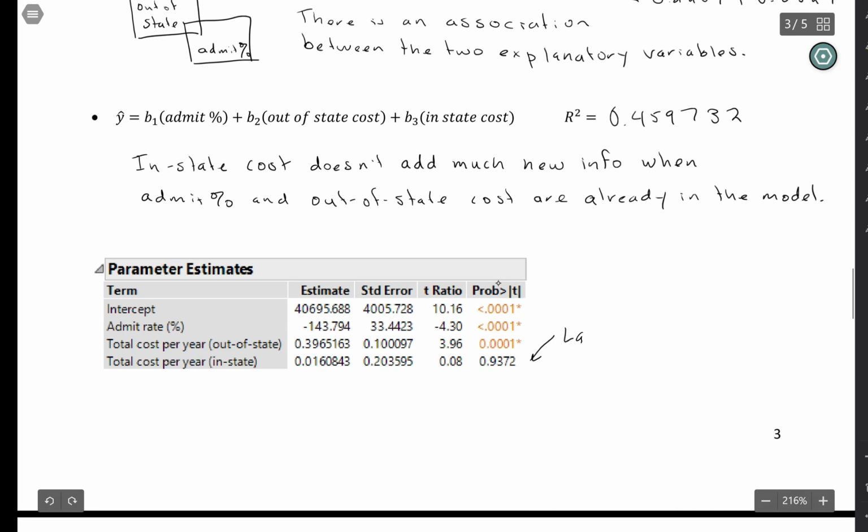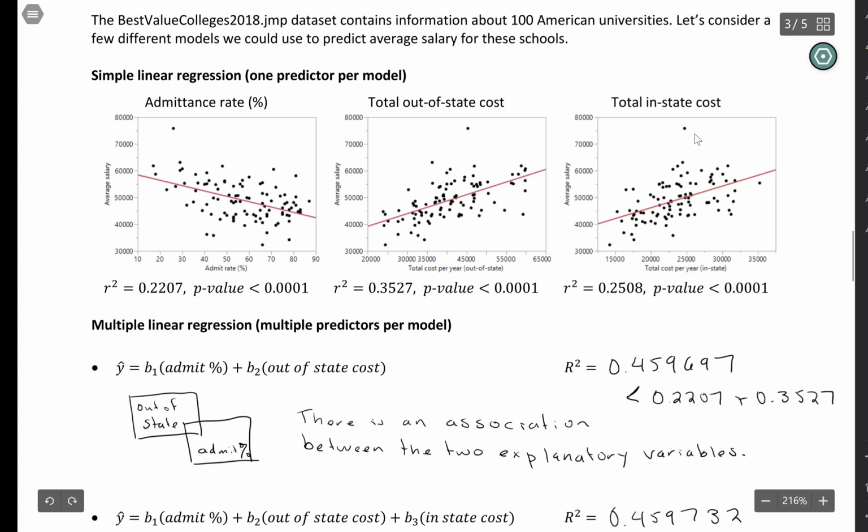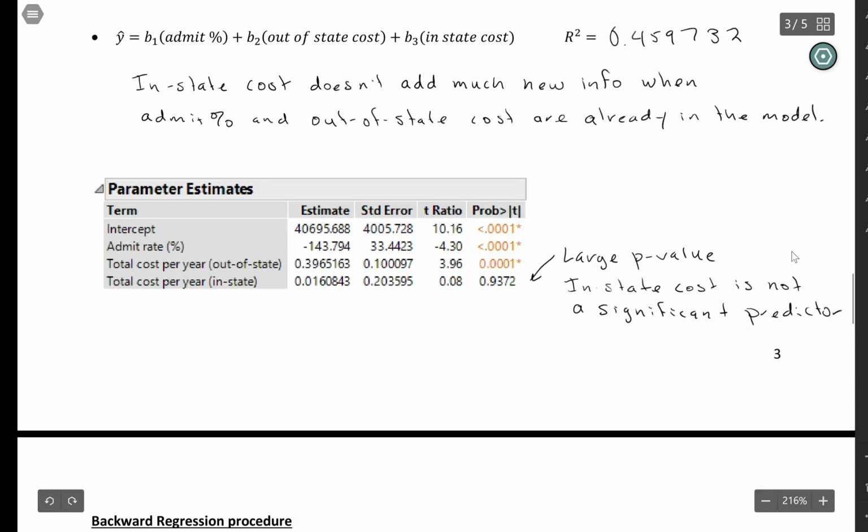So what does that mean that we have such a large p-value here? A large p-value means that in-state cost is not a significant predictor. Right? The p-value is larger than any reasonable alpha would be. So we say that this is not a significant predictor. But notice as it's written right here, this alone is not true, right? We already know that in-state cost is a significant predictor. If it's in the model by itself, it actually has a very small p-value. So it's really important that we add this tag. It's not a significant predictor after controlling for these other things, after controlling for admittance percentage and out-of-state cost.